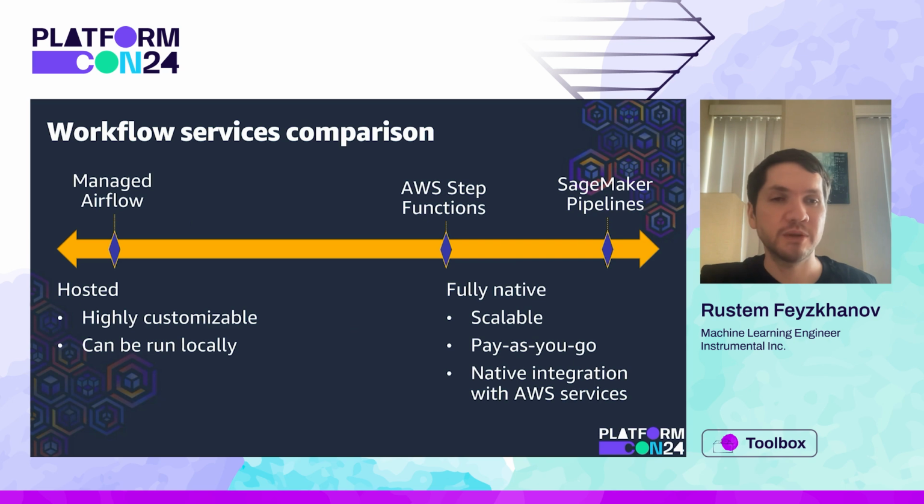So there are multiple options for this type of services on AWS, starting with managed Airflow to AWS Step Functions and SageMaker Pipelines. Managed Airflow is more customizable, but it's not as scalable. Step Functions are more suitable for production applications, and SageMaker Pipelines are more suitable for research applications.